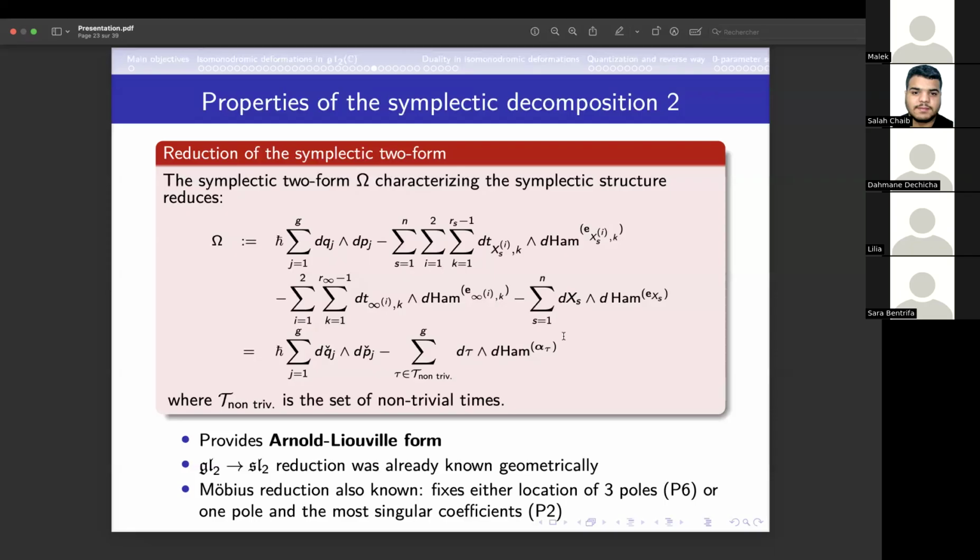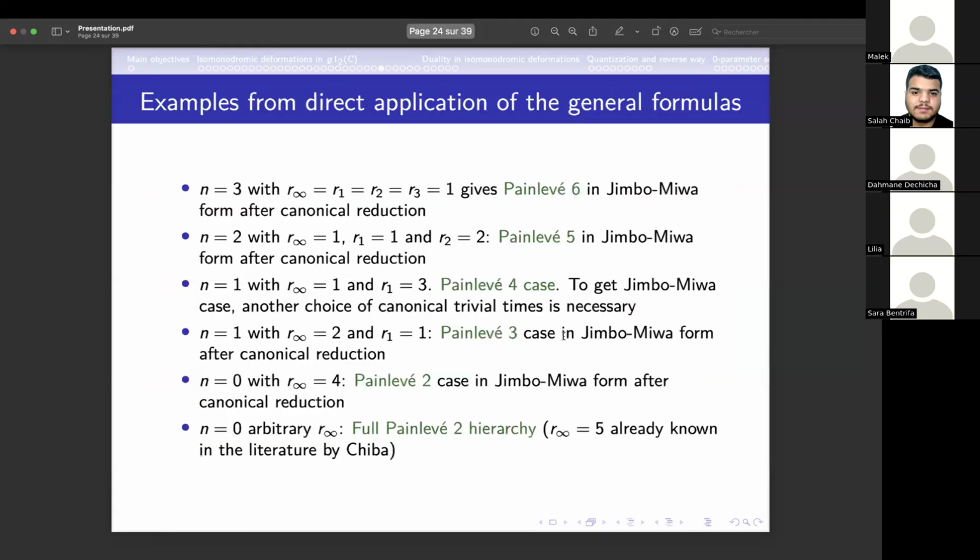We as well performed an additional reduction, which is going from GL2 connections to traceless connections, so literally to SL2. So this is already known. However, this reduction of the two form was never known before, and we were able to prove that actually the action of the Mobius transformations gets the symplectic structure to be completely simplified.